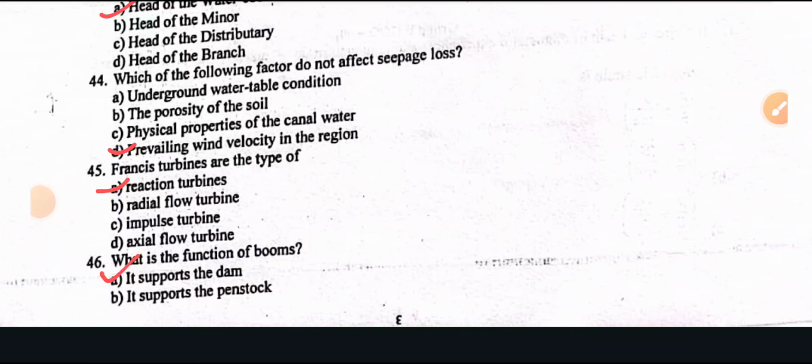Whereas Pelton turbine is known as impulse turbine. Francis is the reaction turbine. What is the function of booms? It supports the dam. Booms are the structures which give support to the dam.